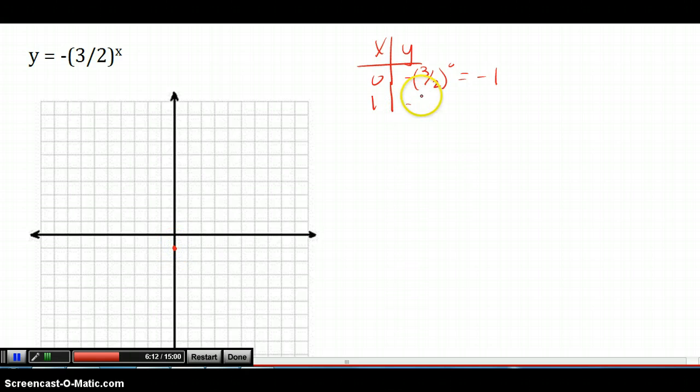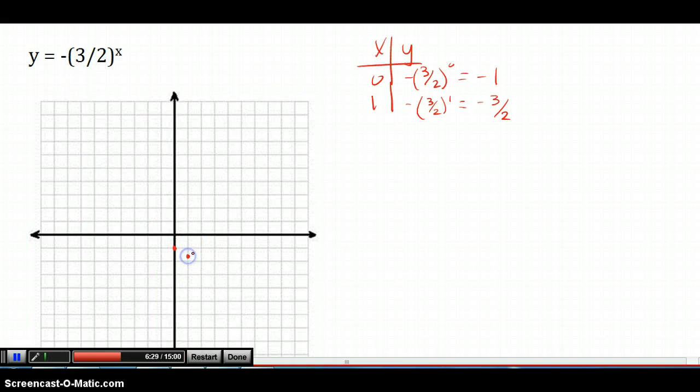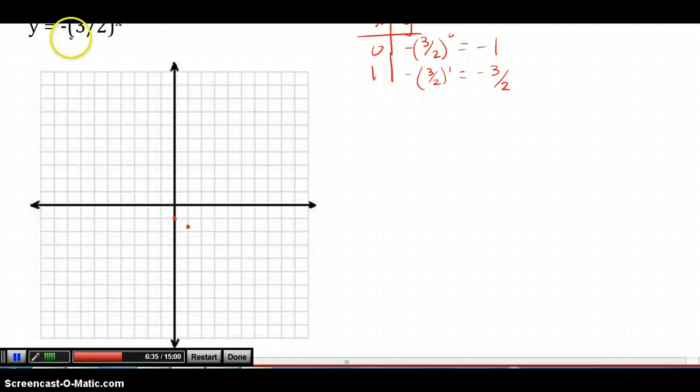Your second point, if you plug in 1 for x, 3 halves to the first power is just 3 halves, so you have -3 halves. So your next point is (1, -3/2), which is -1 1/2. Now, this is going to do the same thing, except you can see it's going in the opposite direction. And your -a will do that. It'll send it down instead of a curve going up.